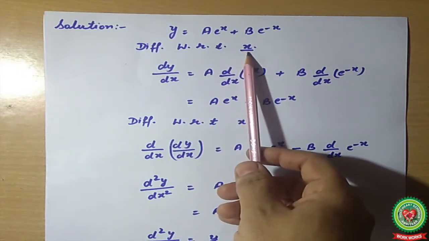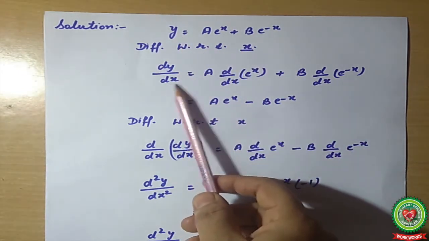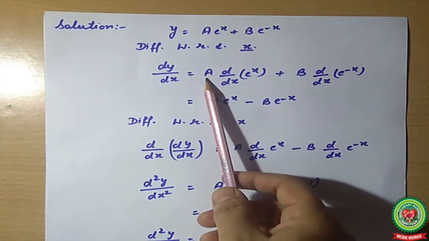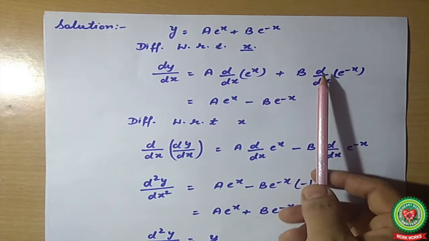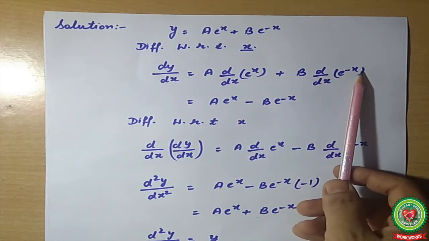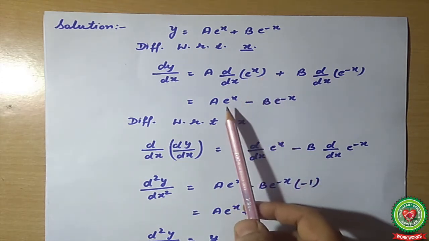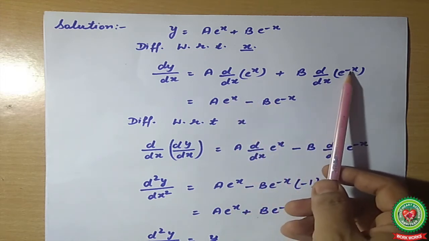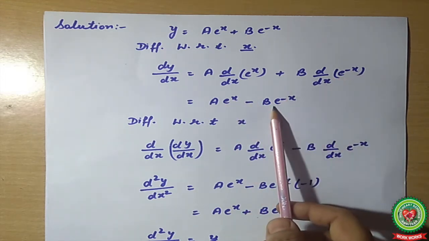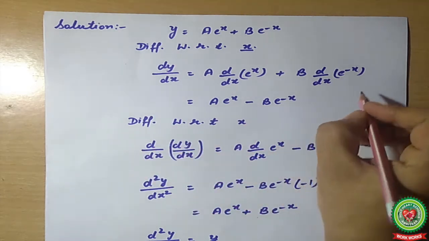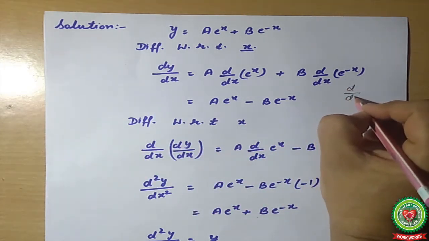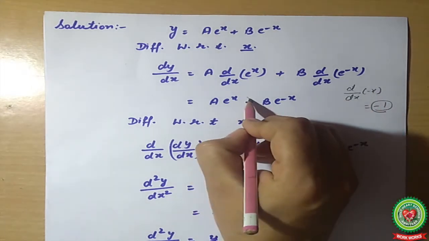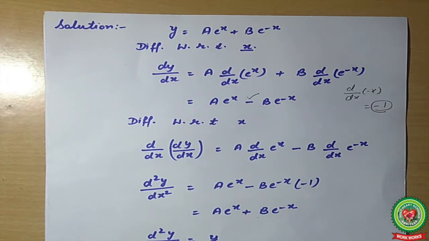Differentiate with respect to x. dy upon dx is equal to a, differentiation of e raised to power x because a is a constant, plus b, differentiation of e raised to power minus x. When we differentiate e raised to power x, its value is equal to e raised to power x. But when we differentiate e raised to power minus x, e raised to power minus x remains, but differentiation of minus x is also there. Differentiation of minus x is minus 1.